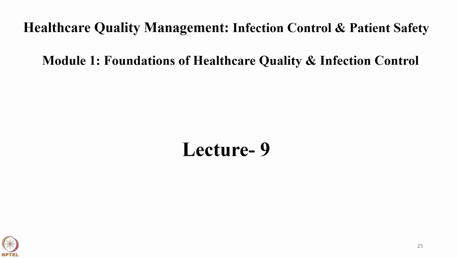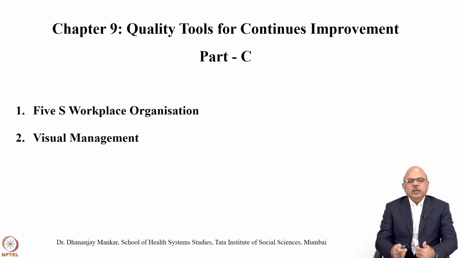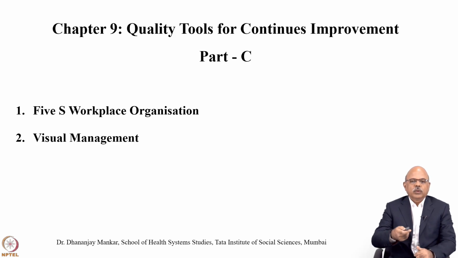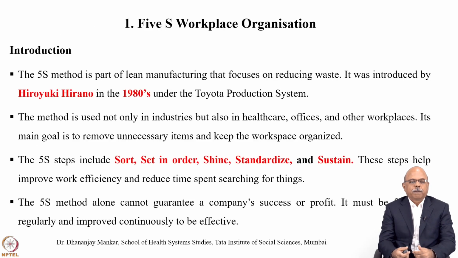In Module 1 of Foundation of Healthcare Quality and Infection Control, Lecture 9, we will be discussing quality tools for continuous improvement, Part C. In the first two parts that we have covered, we will be continuing with the discussion on 5S workplace organization and visual management. These are two important discussions for continuous improvement, where the organization gets major benefit from visual management and 5S.